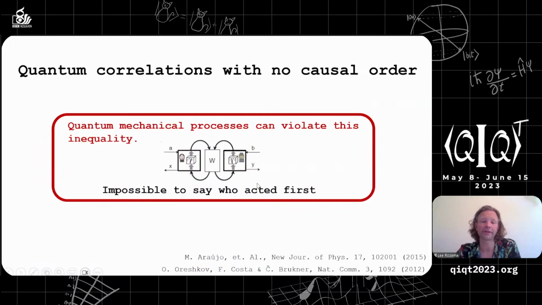However, it turns out that processes like the quantum switch, though not the quantum switch specifically, can actually violate this inequality. In this NatCom paper, they presented a particular quantum process which can win this game, I think, 86% of the time. So in this game, it's really impossible to ascribe a fixed order of events between Alice and Bob.